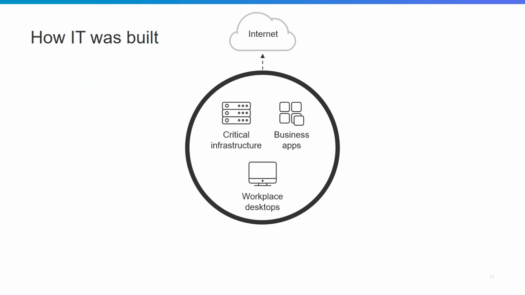So how IT was built, I guess, back in the day, right? Everything used to be critical infrastructure on-prem. Business apps, custom software, whatever it may be, was installed on server infrastructure in a server room somewhere within your organization. Workplace desktops, everything was on-prem. It wasn't really a mobile environment. You'd come into the office to work, as opposed to now, where you can work anywhere, anytime.